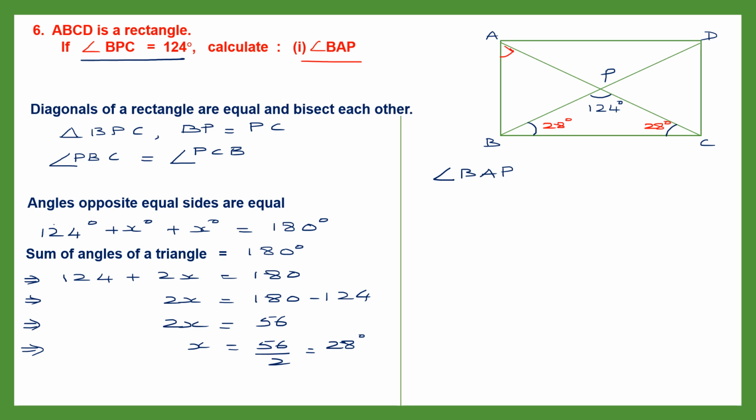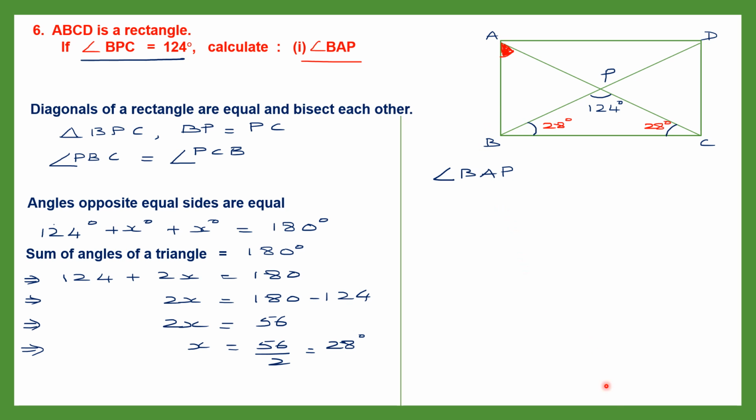We are looking at this part, and we should get BAP. So we are looking only at this triangle inside. Now here we have 28 degrees and this whole thing we know is 90 degrees. It's a rectangle, isn't it? So each angle is 90 degrees. So if we minus this and this, we will get the value of angle, this part alone.